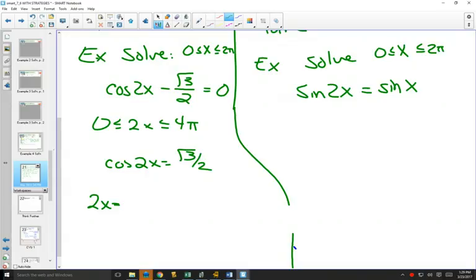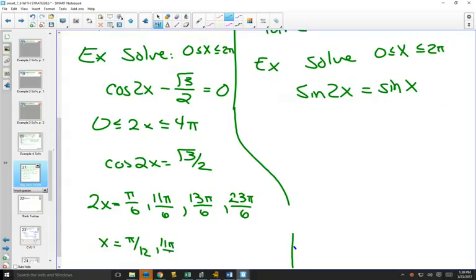What family is that for cos? Pi over 6. It's going to be quadrant 1 and quadrant 4. That's the first time around. Add 2 pi to these. That's the second time around. Then solving for x, divide them all by 2. And all of your final answers are between 0 and 2 pi.